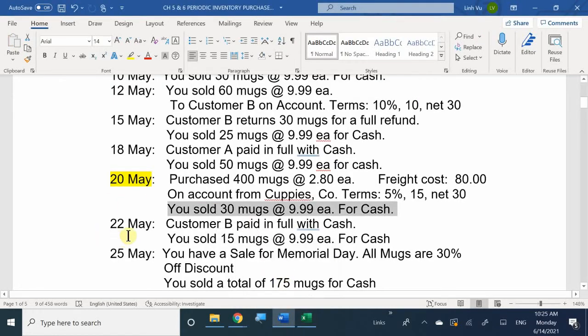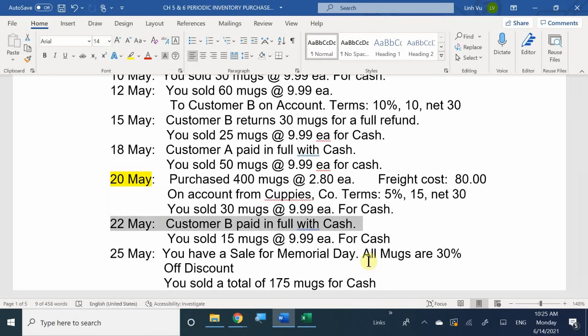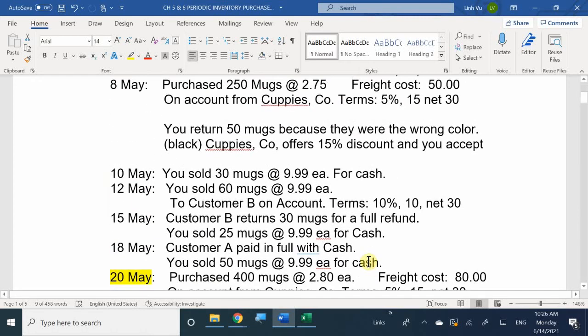Let's see what happened on May 22nd. Oh, I'm sorry, yeah, May 22nd. Right here. Okay, the customer paid his balance in cash. Okay, so let's see. All right, when did we sell to customer B? On the 15th. No, May 12.